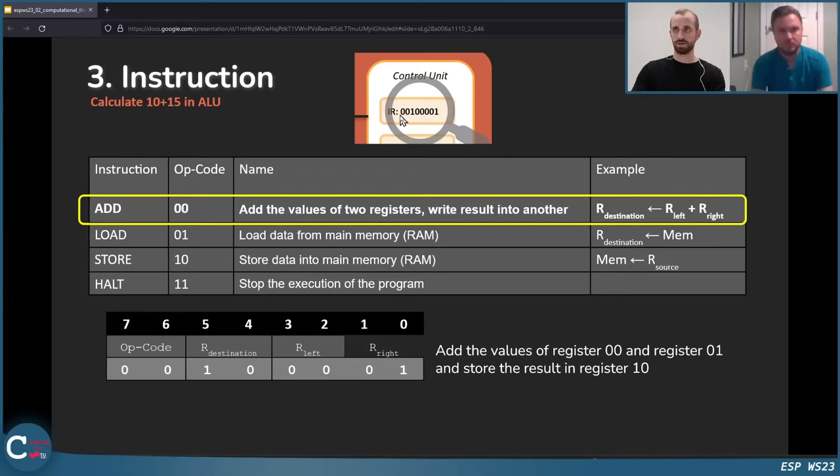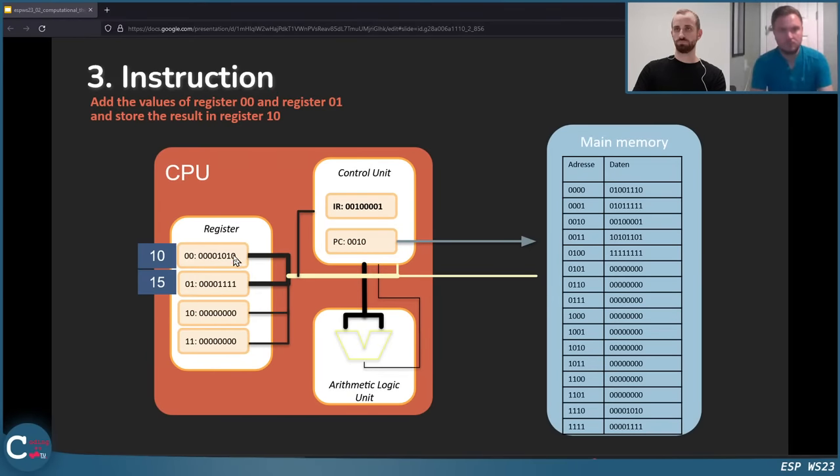So in other words, this instruction, 00100001, in text is just: add the values of register 00 and register 01 and store the result into register 10. And by doing that, we take both register values here, and now this arithmetic logic unit comes into the game, so to say, and does the calculation for us. Then it writes the value back into the third register, where hopefully it's calculated correctly. Yeah, looks good. So the sum of 10 and 15 is 25.